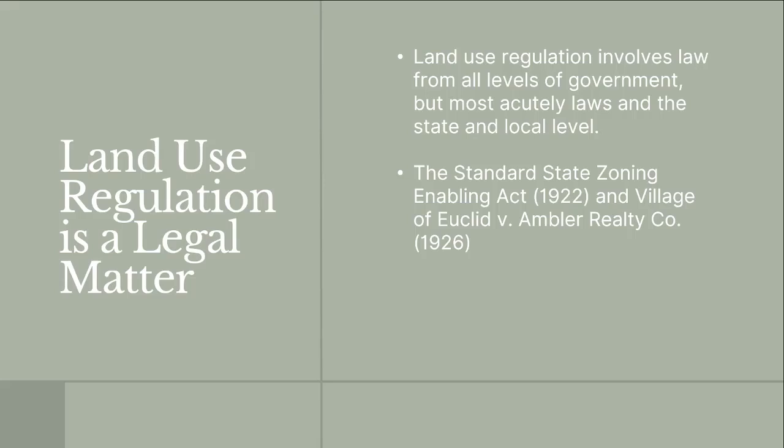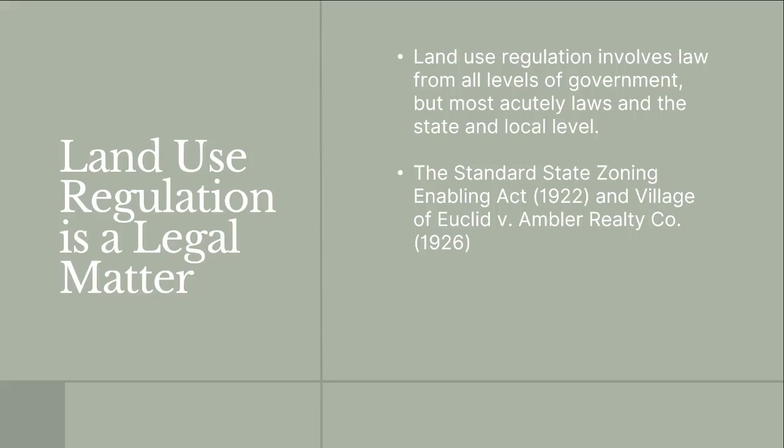An important case that sprung from this was Euclid versus Ambler. Basically, it was a case where a property owner wanted to do something else with their land. The city of Euclid had already passed a zoning ordinance and had zoned the city with certain uses, etc. And this property owner argued that this was a violation of their constitutionally protected rights. They made a constitutional argument where they said this is an illegal taking. The government can't just seize property as per the Bill of Rights, and also due process.